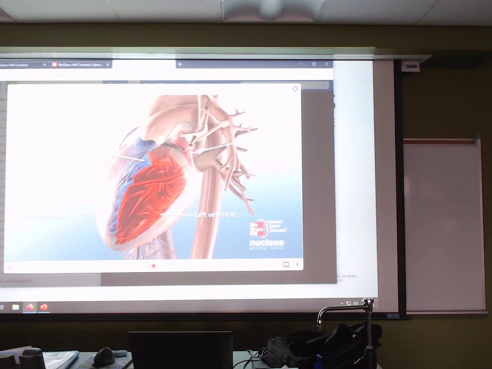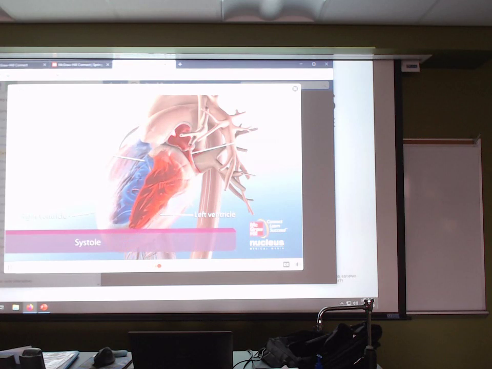During ventricular systole, the ventricles contract. The atrioventricular valves close, preventing backflow or regurgitation of blood into the atria.